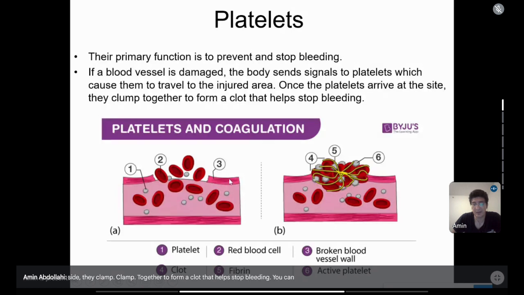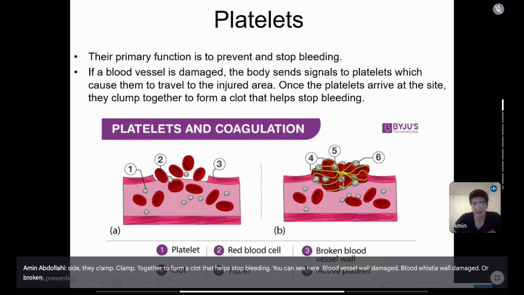You can see here, blood vessel wall damaged. Here, blood vessel wall damaged, or broken blood vessel wall in this picture. You can see here red blood cells and here platelets. This is the situation when a blood vessel is damaged.